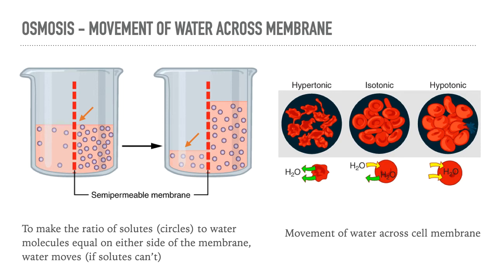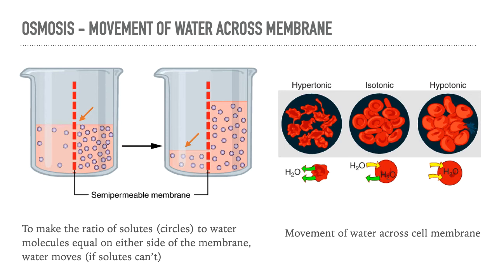The solution has a high concentration of molecules. In this case, the water will go from low to high: from the low concentration of molecules inside the cell toward the high concentration of molecules outside the cell, causing water to leave the cell. And this will cause the cells to take on a shriveled appearance.